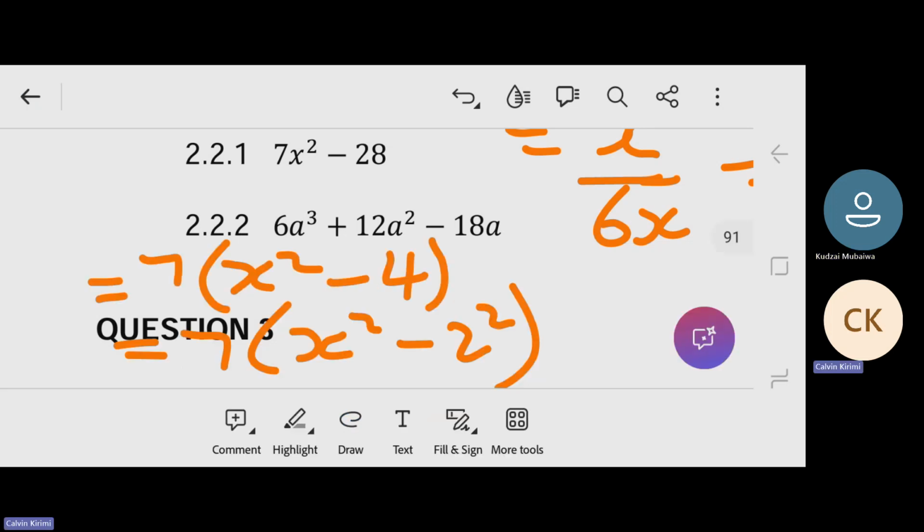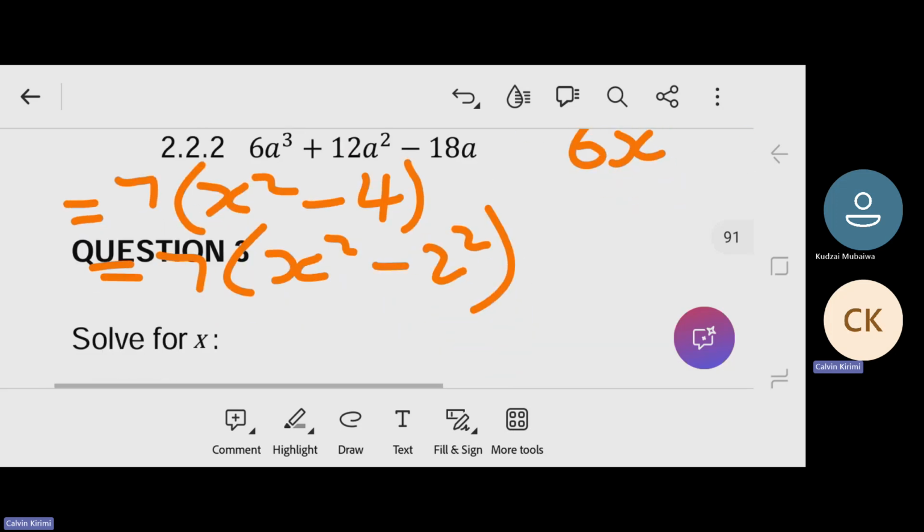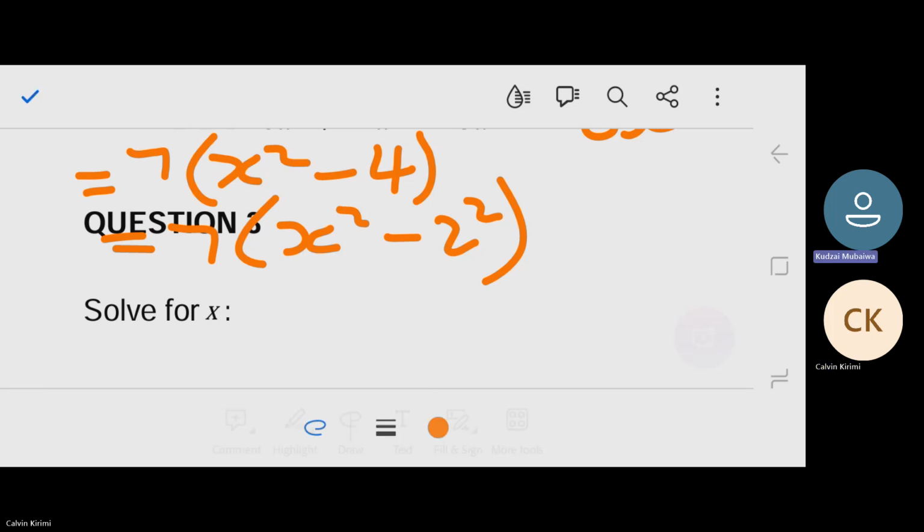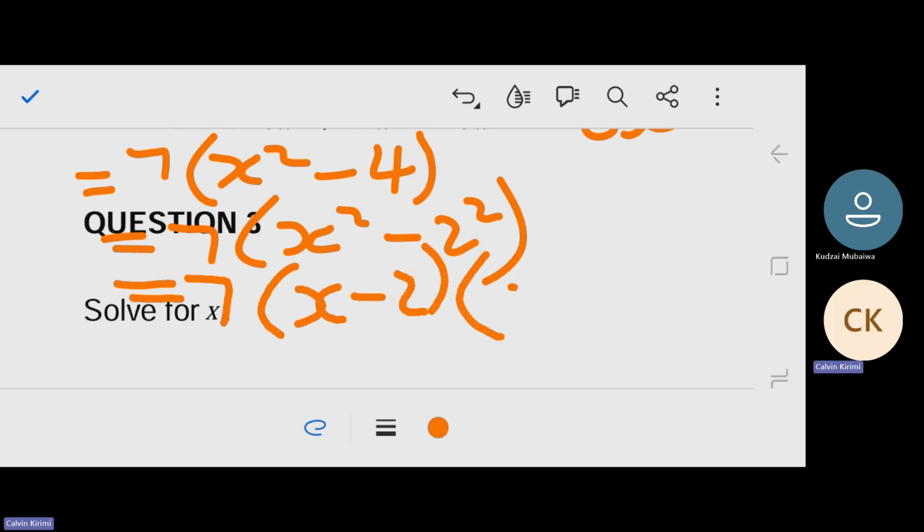I'm saying you change 4 into a square because you want to use the idea of difference of squares. That's why we changed 4 into 2 squared, because we know the formula of difference of squares, equals 7 bracket. Once I have seen x squared minus something squared, I know the answer definitely to be x minus 2, then another bracket, x plus 2. Yes, that's how we know.